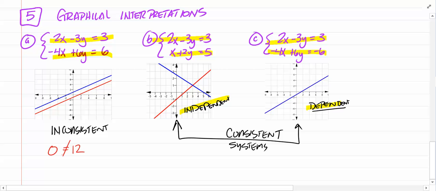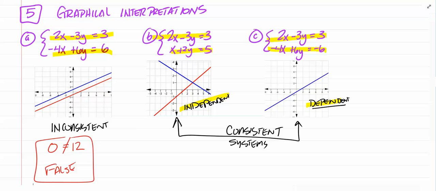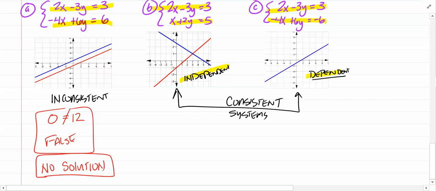Okay, so check this out. When you are solving algebraically using elimination or substitution, and you come across what's known as a false statement, this is totally false. A false statement in the algebra is telling you that there is an inconsistent system, meaning that your graph will be parallel, meaning that there's no solution. So in this one, we can say there is no solution because we are getting a false statement. I want you to be able to connect the algebra to the graph. That's the whole point.